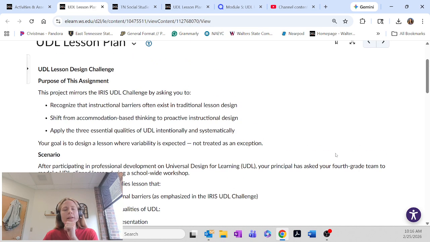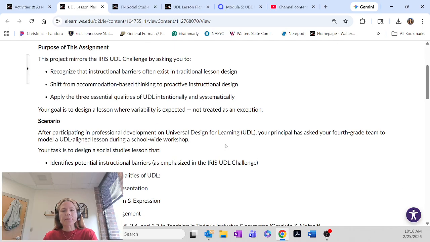I do want to emphasize that this project mirrors our IRIS module that you complete. So you may want to watch the IRIS module before you complete your homework. It really helps us not only dive into the three essential qualities of UDL, but look at it from more of a proactive design in terms of instruction. So we want to shift away from accommodations after the fact and think about how I can be more proactive in the forefront. And also really looking at those barriers, right, and breaking those down, and what kind of barriers would exist in a traditional lesson plan design.